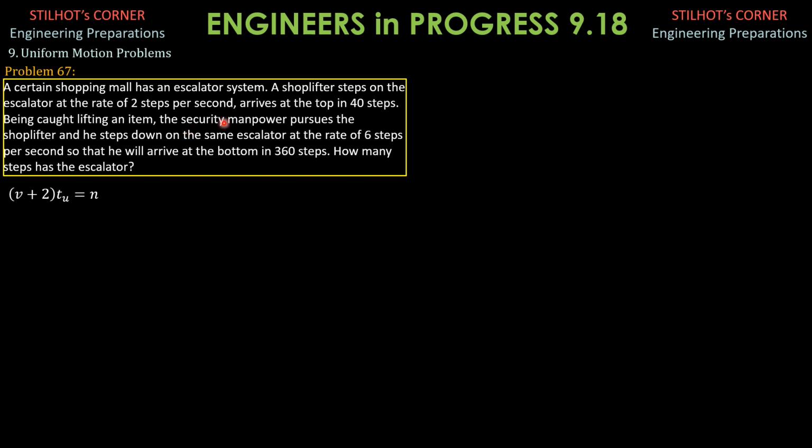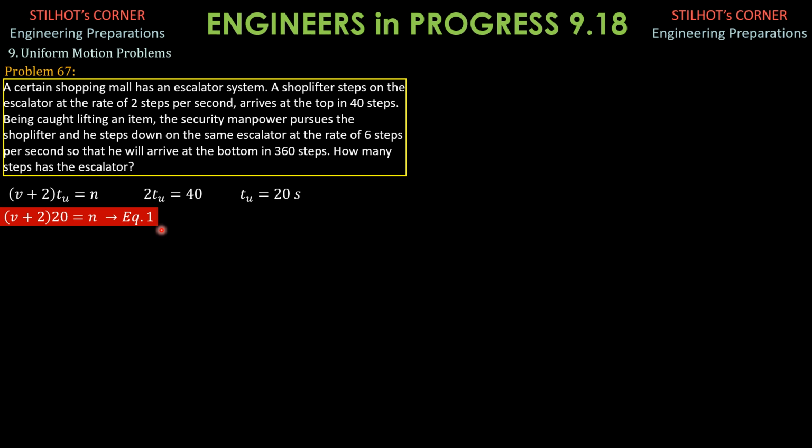Then we are given the situation that when the shoplifter rises at the rate of 2 steps per second upward, he will arrive at the top in 40 steps. So that is 2 steps per second times time going up equals 40. Therefore, time in going up, because he will arrive at the top in 40 steps, is 20 seconds. Then we substitute it into this situation here. V plus 2 times 20 equals n, and we will call that equation 1.